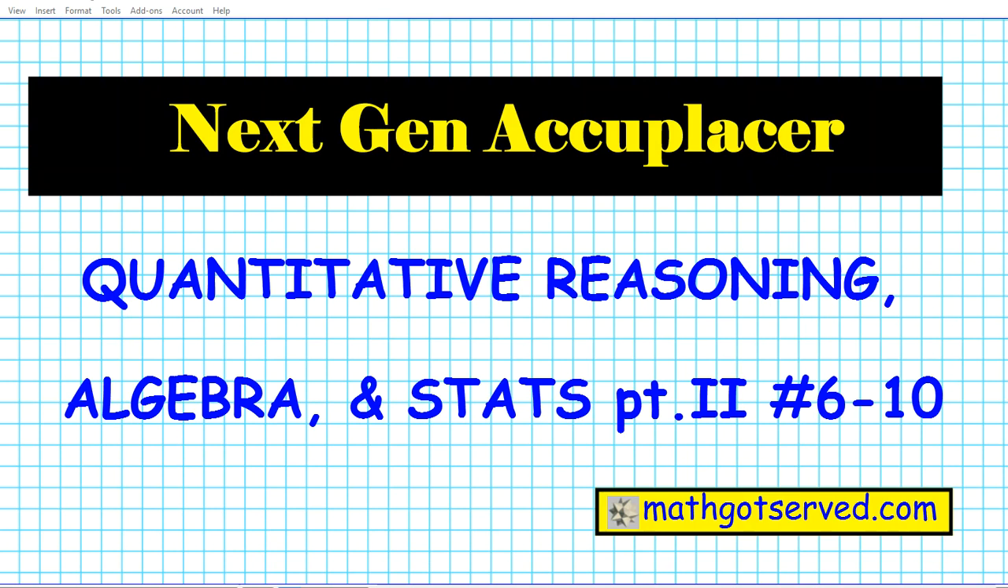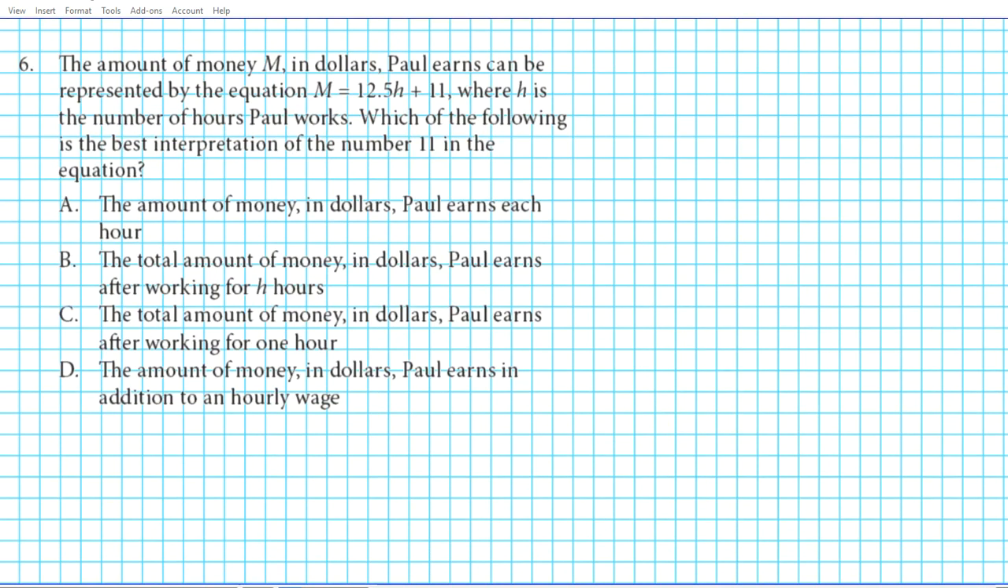In this clip, we're going to be going over part 2, problems 6 to 10 of the Quantitative Reasoning, Algebra and Statistics release questions of the next generation Accuplacer practice test. Let's take a look at question 6.